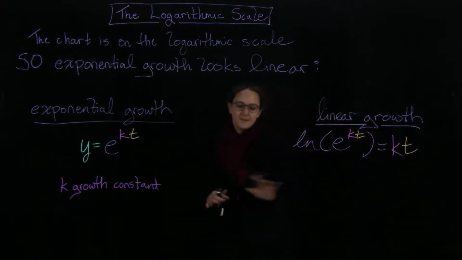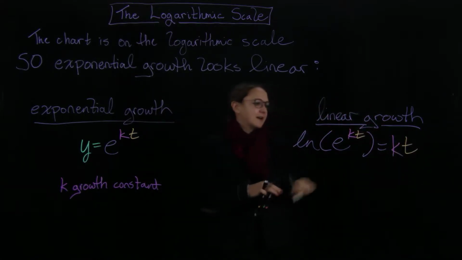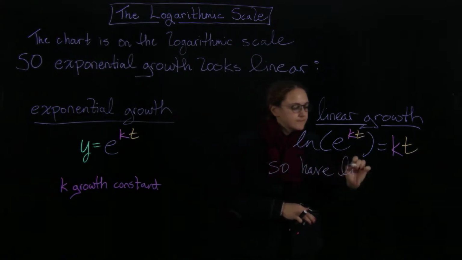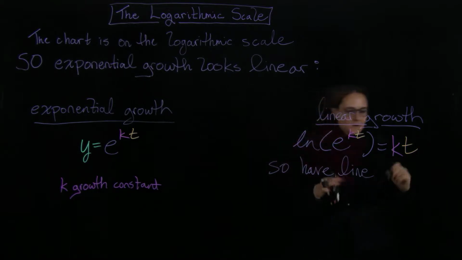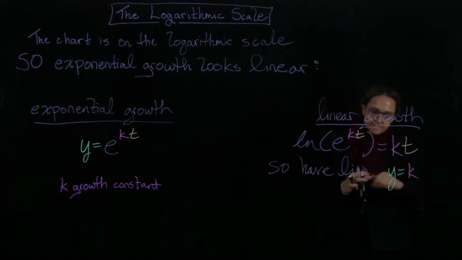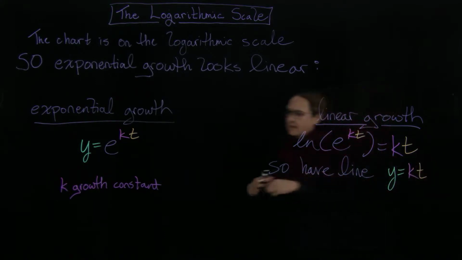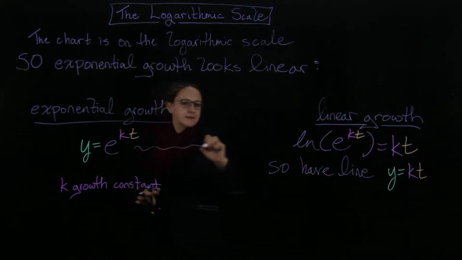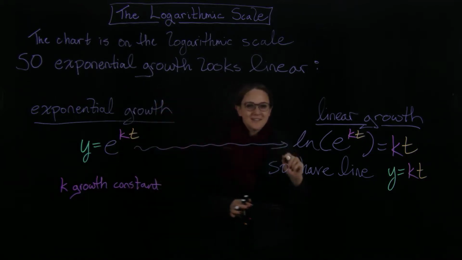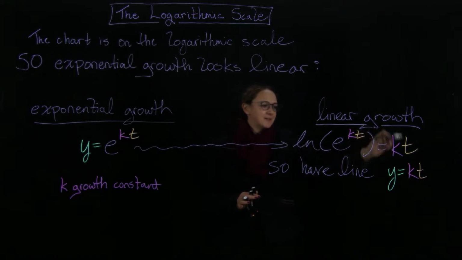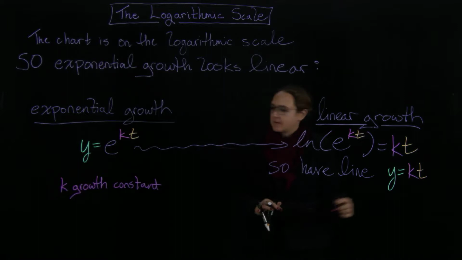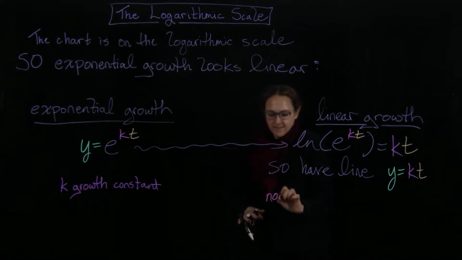So what we end up having is the line y equals kt. This function, if we had it charted like that, would translate on a logarithmic scale to something that would look like this, so that we would get this line, and now k would be the slope.